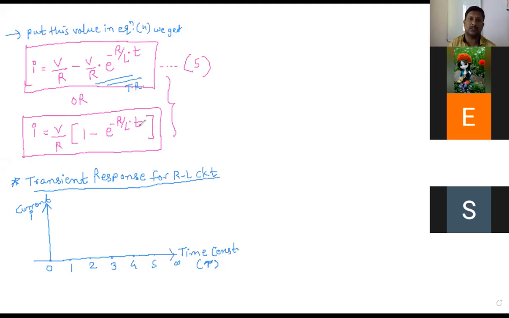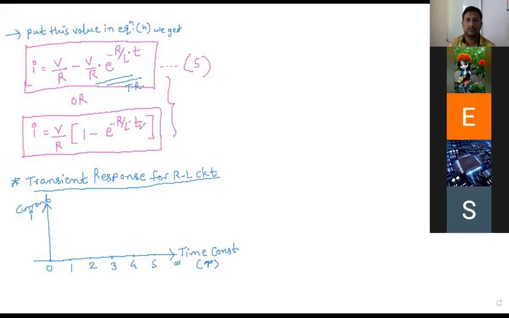Suppose at t is equal to 0, what is the maximum value? 0. T is equal to 0. Okay, the maximum value. Only think about transient response. I'm not talking about the I value, total I. Okay, so it will become what? 0. It will start from 0.